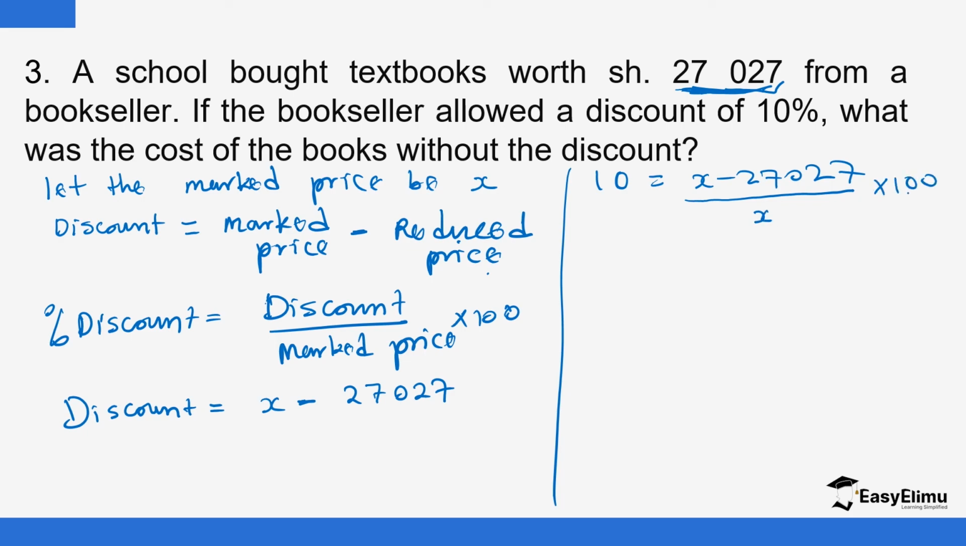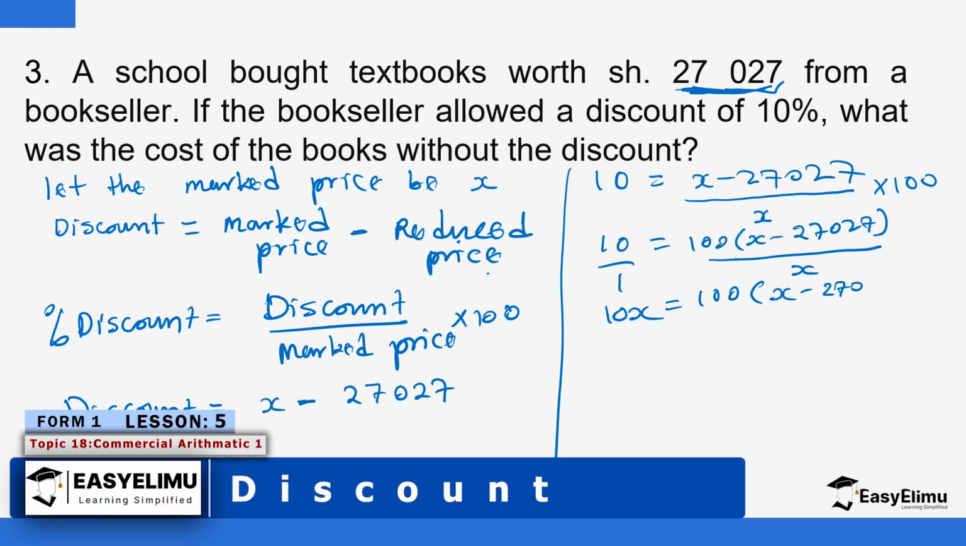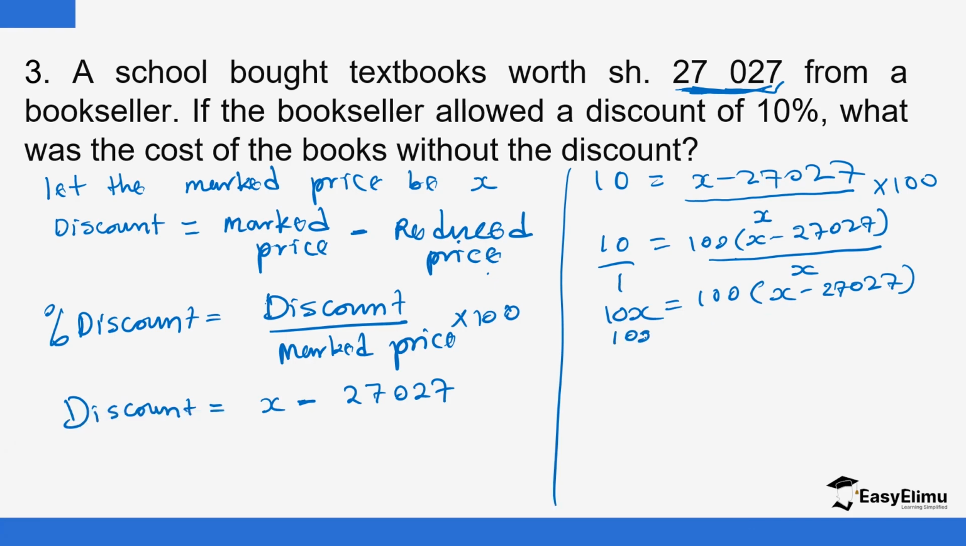So the same thing we did the previous one, just multiply the 100 by this. So 10 should be equal to 100 into X minus 27,027 over X. Put this over 1, cross multiply, so that we have 10X is equal to 100 into 1 by 100 is 100. So 100 into X minus 27,027. So opening up the bracket, we have 10x is equal to 100x minus 2,702,700.